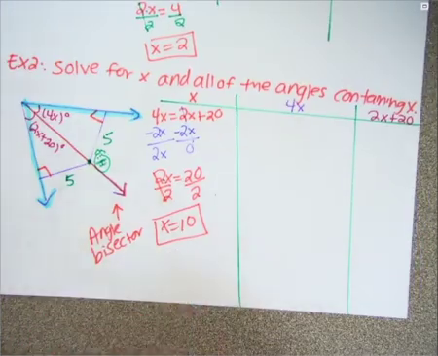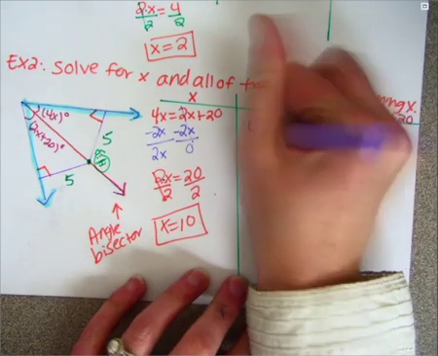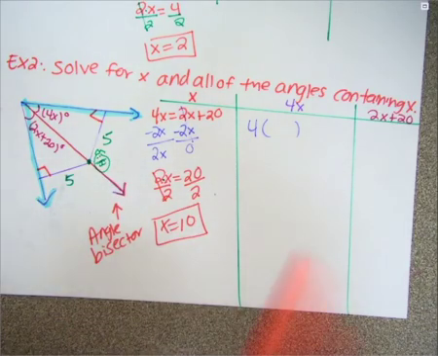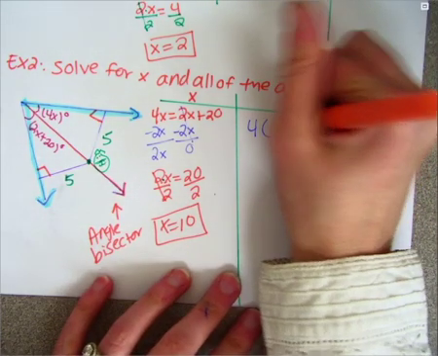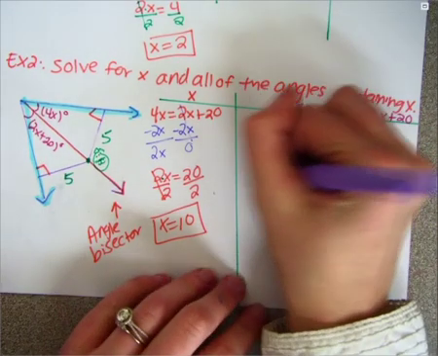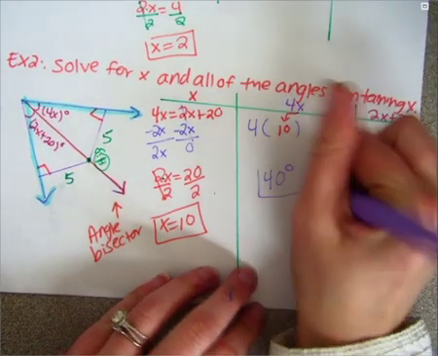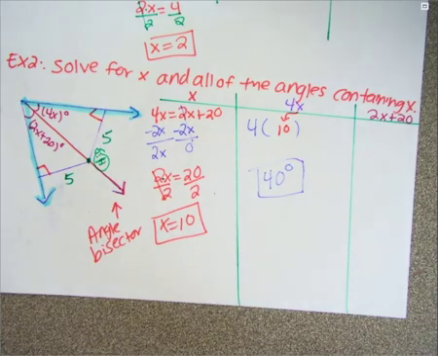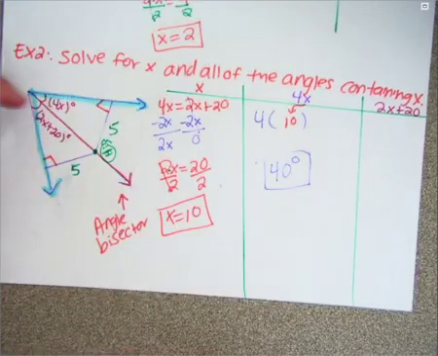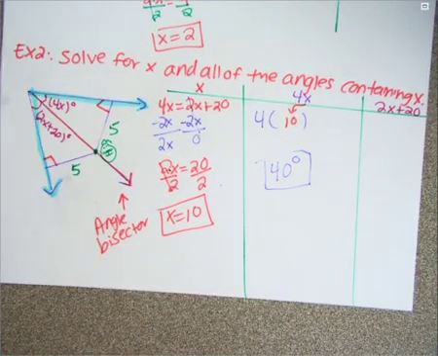So let's do this. I'm going to substitute 10 in for my x. 4 times 10 will give me 40 degrees. So if I did this correctly, that means this angle, since it's congruent to 4x, as these little congruent symbols show, should also be 40.